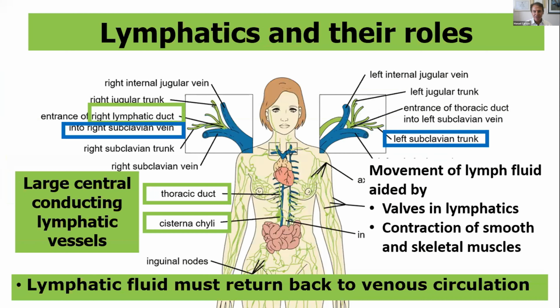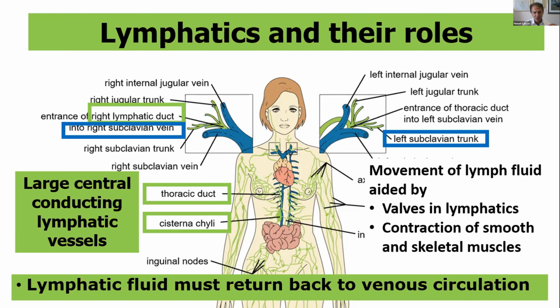Now, of course, lymphatic fluid must return at all times back to the venous circulation. So this is happening constantly. And it does so through these large central conducting lymphatic vessels shown here in the green box. These include what's called the cisterna chyli, the thoracic duct, and the right lymphatic duct. So these are big lymphatics, and by big, they're not that big, but they're big in relation to the rest of the lymphatics. And they're in the middle part of our chest and abdomen. And they're bringing the lymphatic fluid back to the veins.